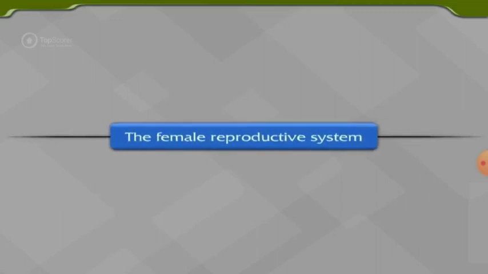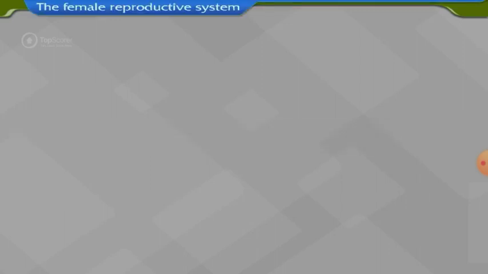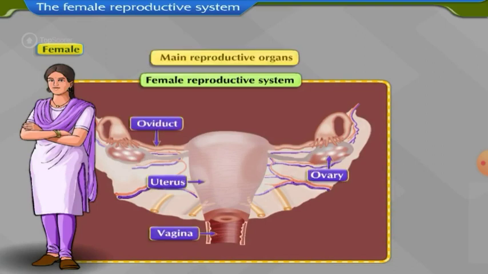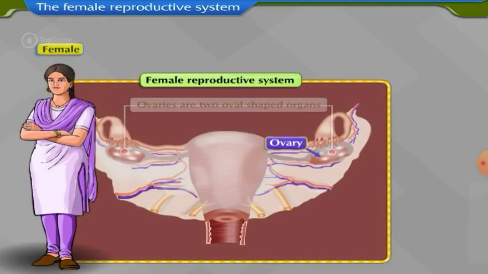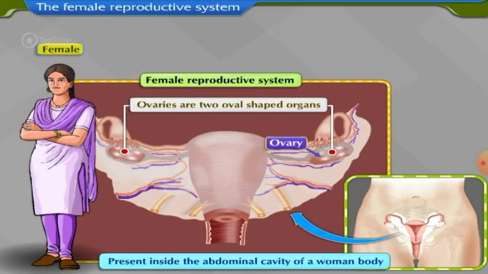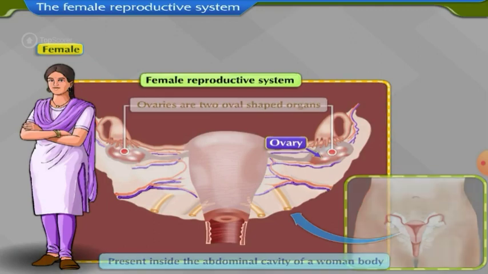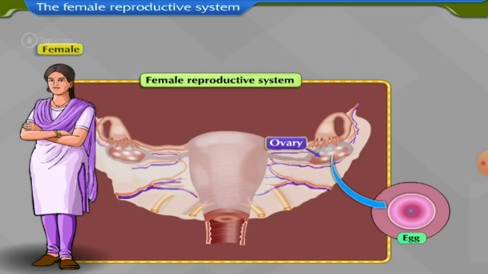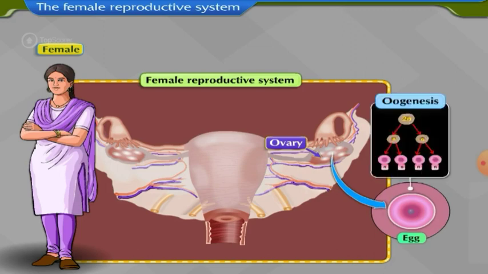The female reproductive system. Ovaries, oviduct, uterus, and vagina are the main reproductive organs of the female reproductive system. Ovaries are two oval-shaped organs present inside the abdominal cavity of a woman's body. The function of ovaries is to produce eggs or ova. The process of formation of an egg cell is called oogenesis.